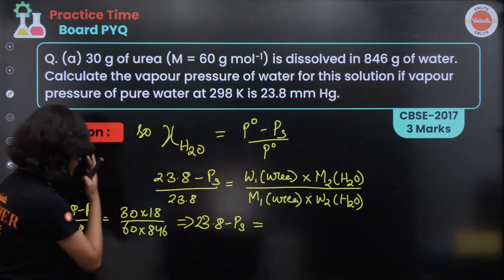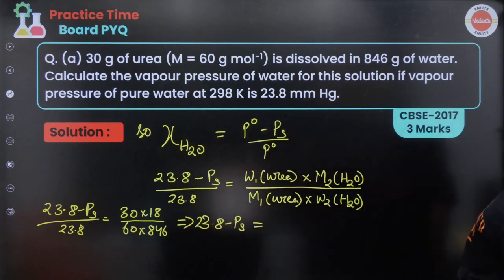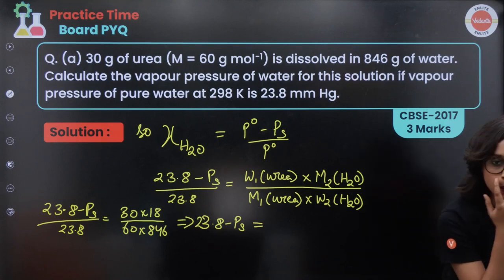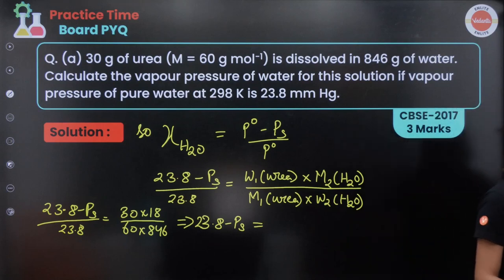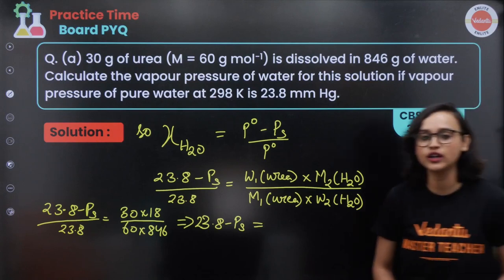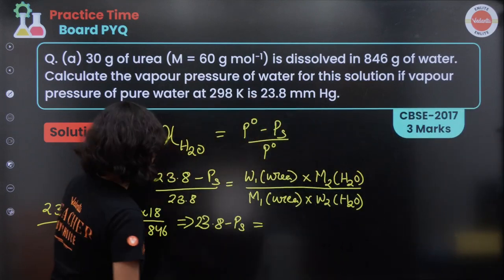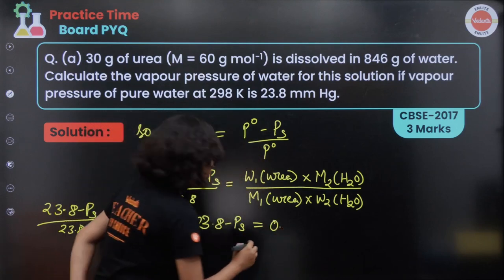23.8 minus PS is equal to, you solve this. Let me take the calculator and solve it, because this much of mathematics even I do not know. What is the value? 13.18 divided by 16.846. Alright, it comes to 0.0106.